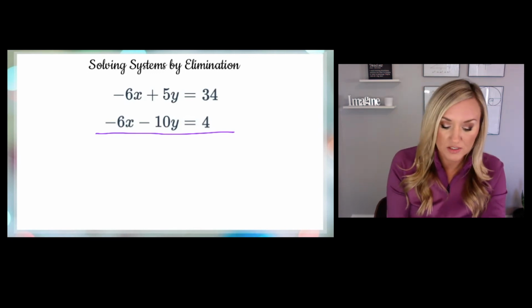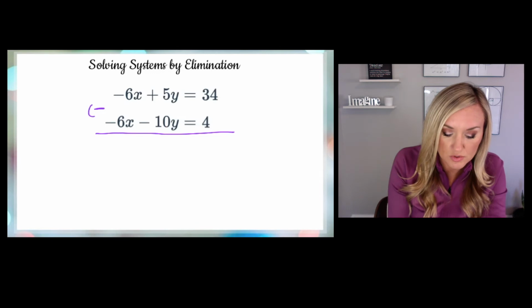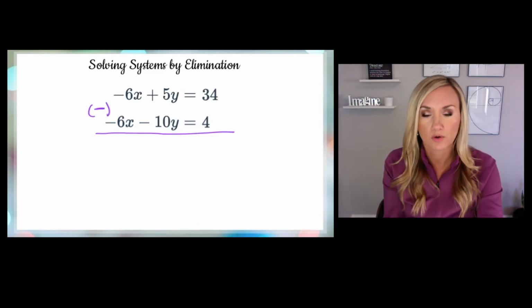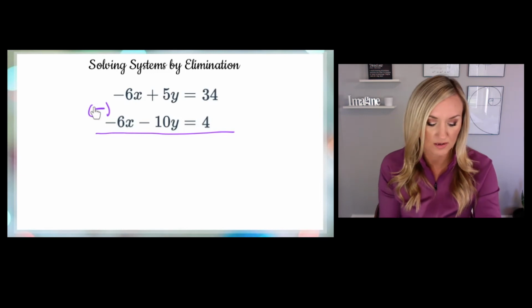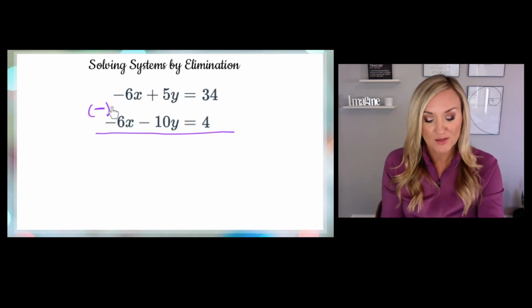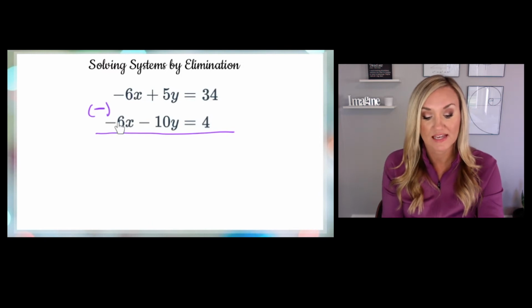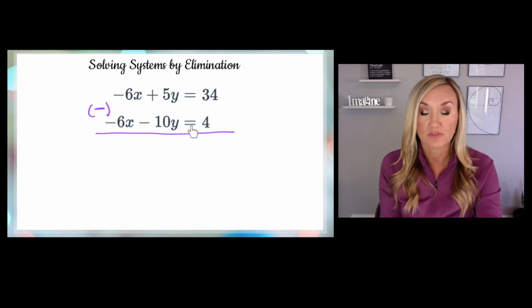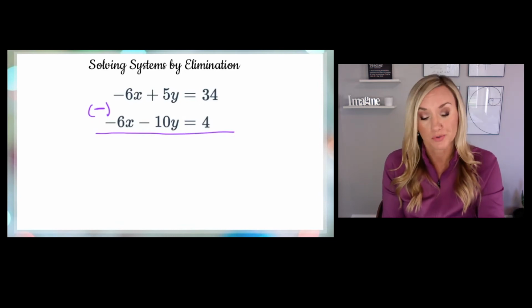So what we need to do is we need to subtract. Instead of add straight up and down, we are going to subtract. And let me tell you why. What's a negative and a negative? A positive. So this is going to become a positive 6x, and now they're going to cancel. You just need to remember that this negative goes to every single term in order to keep this equation true.